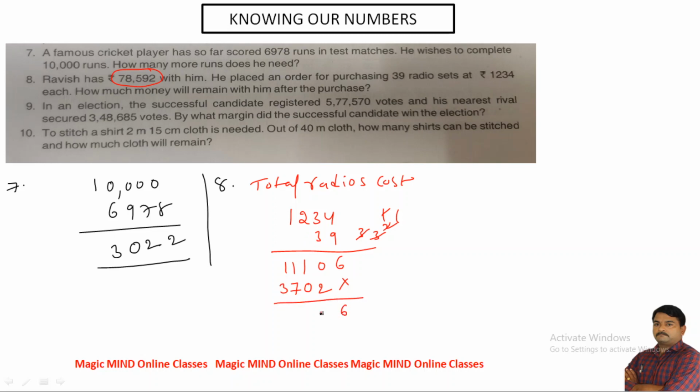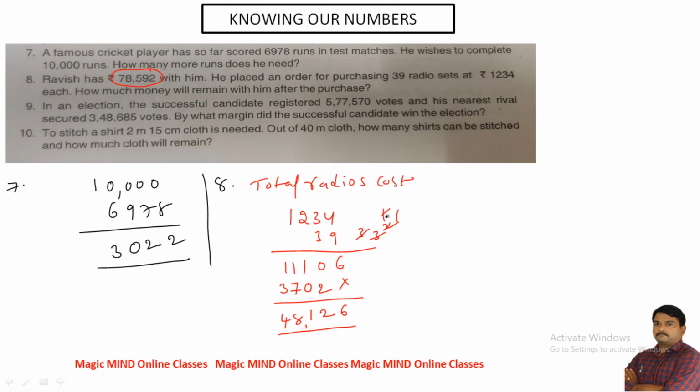So here 6 we have, here 2 we have, here 1 we have, 8 we have, and here 4 we have. Okay. So simply what we can say? 48,120 rupees he spent. Now remaining amount, we have to find out the remaining amount.